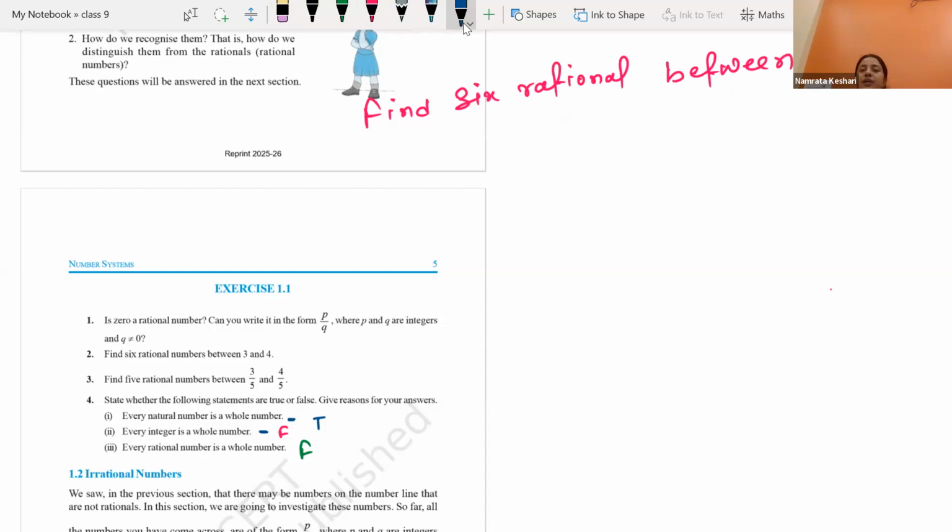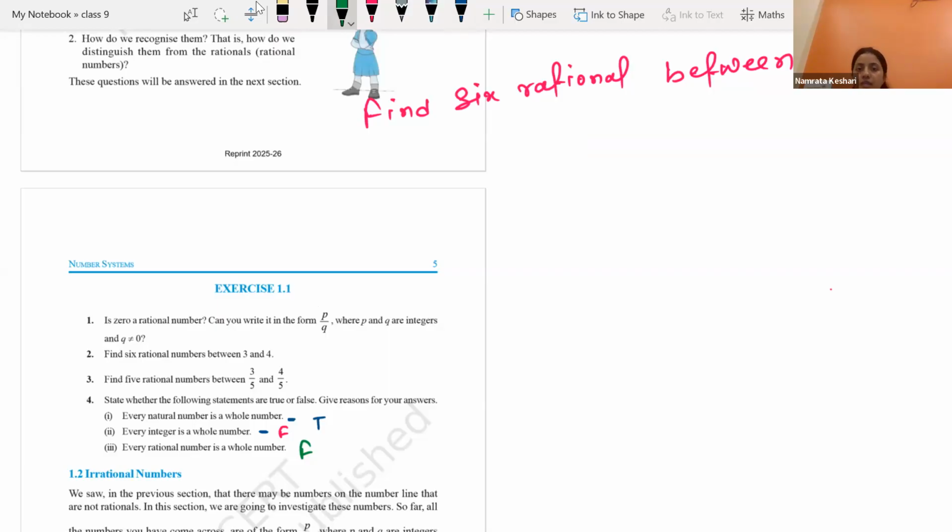Whenever you are given two numbers and in between them you have to find rational numbers, remember rational means any number in the form of p by q. Integers are rational, whole numbers are rational, natural numbers are rational. Now in between 3 and 4 we have to write 6 rational numbers. In your previous class you may have learned finding rational numbers between two given numbers, but here there is a short trick as well.